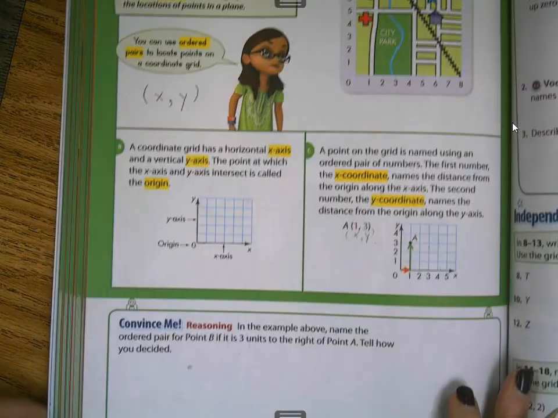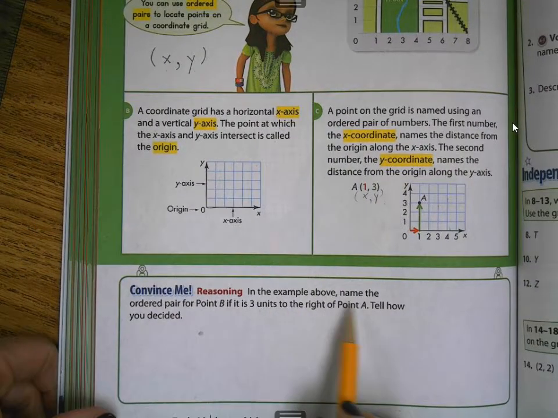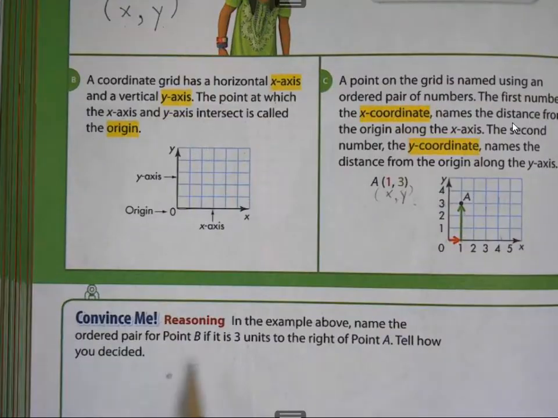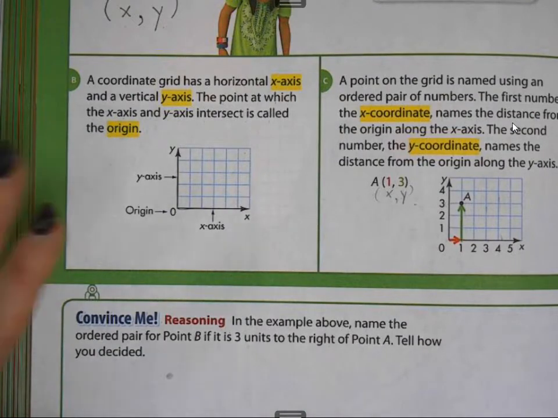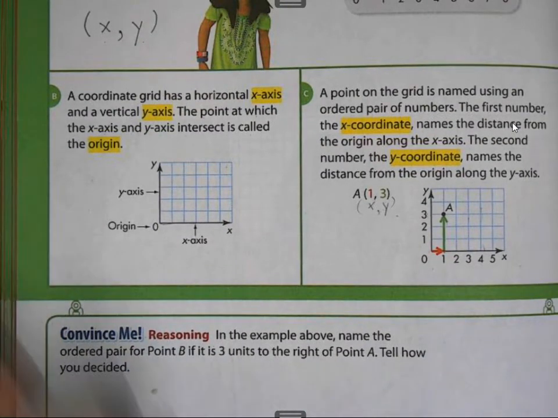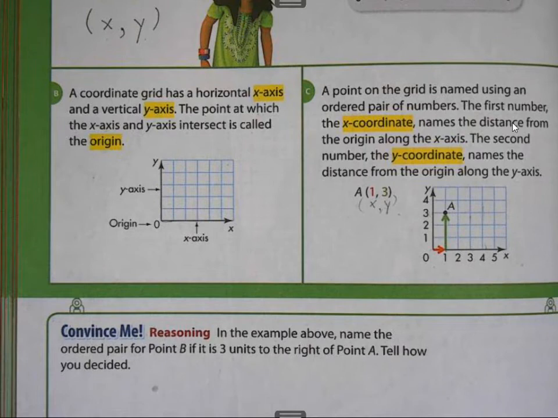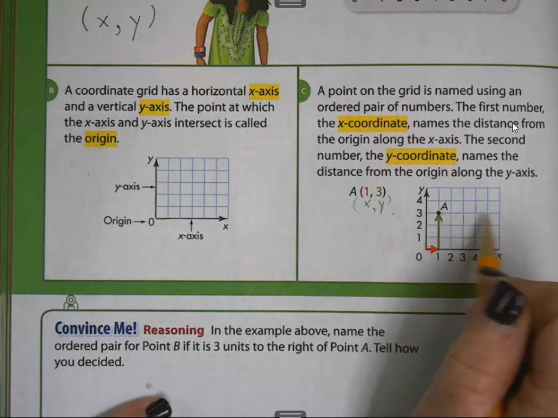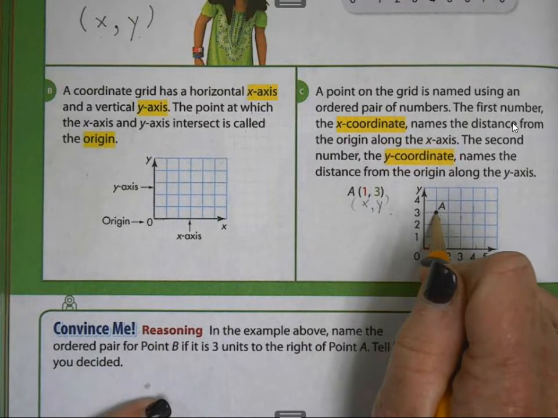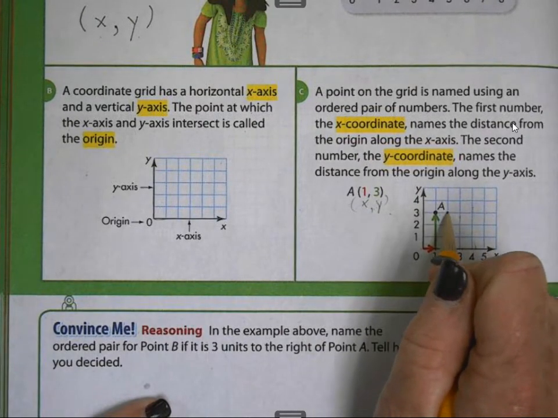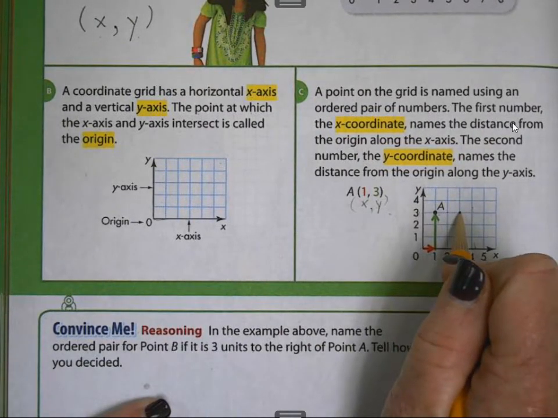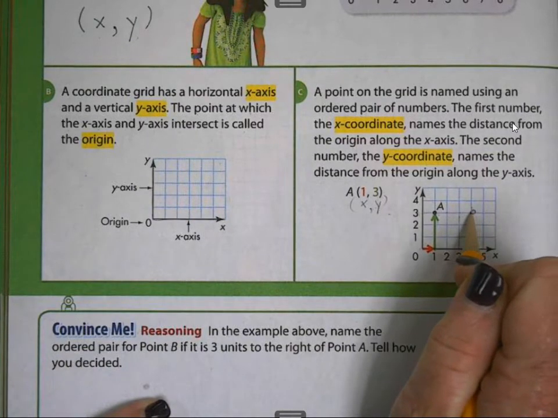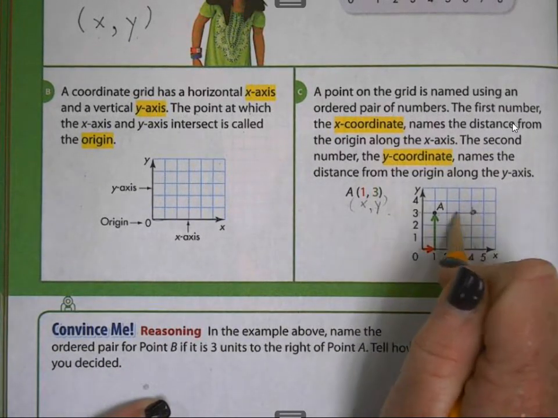Now, let's look at the convince me. In the example above, what if we were to name an ordered pair for point B if it is 3 units to the right of point A? So if we move 3 units to the right, each square is a unit. So I'd put my pencil on A, and I would move my point 1, 2, 3. I am staying on that same line.